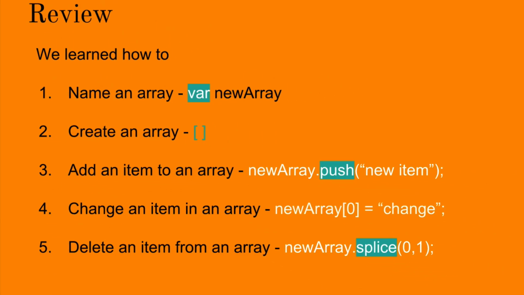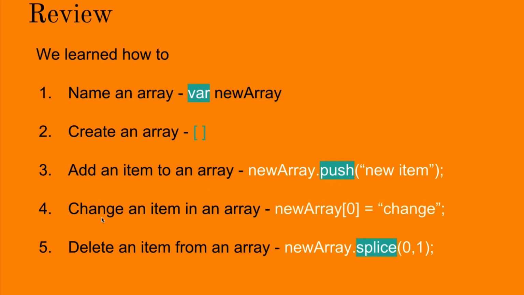So let's review. We learned how to name an array, right? Using the word var, and just call your array something. And remember to have a very descriptive name. And there's rules of how to name things as well, but I didn't want to mix up the video. The topic is about arrays, and that's what I want to focus on at the moment. Creating an array. Brackets represents an array in JavaScript, so this is how you can create an array. Add an item to an array. If you want to add an item to an array, all you have to do is use the method push. So new array.push and the item that you want to add. Okay, and it adds it to the end of the array.